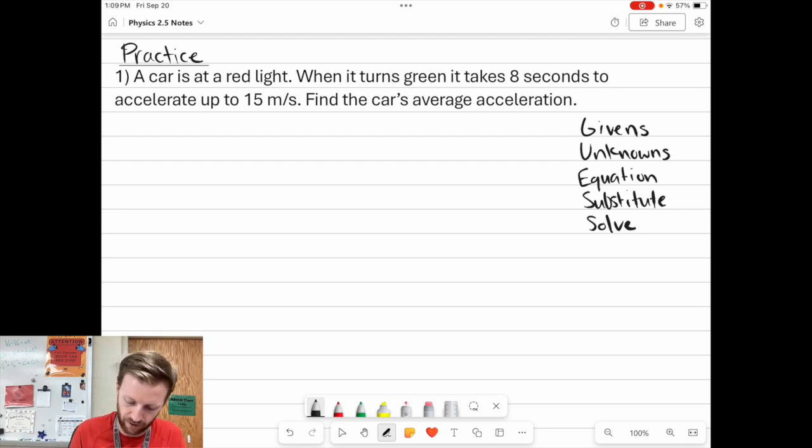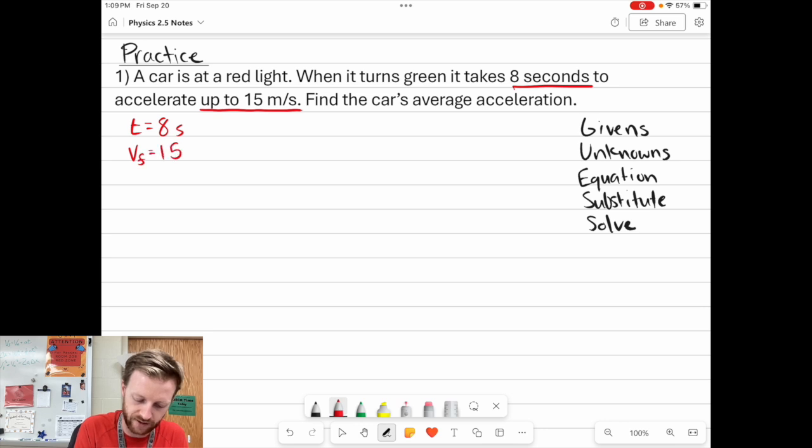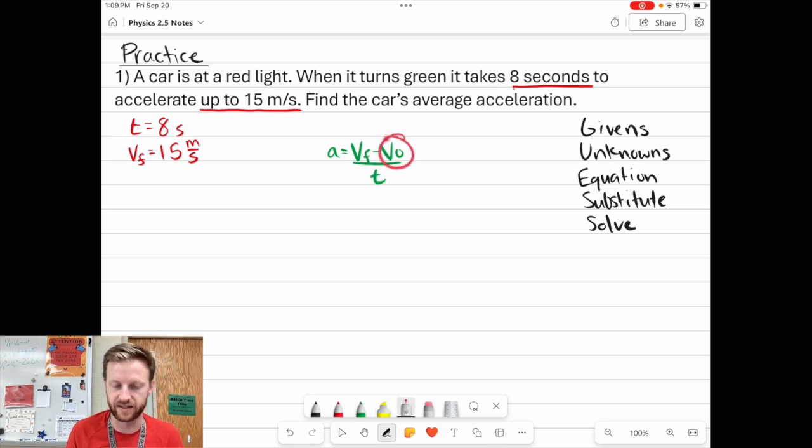So what do I know? Well, I know 8 seconds here. That's my time. So T is equal to 8 seconds. I'm going to accelerate up to 15 meters per second. So that's going to give me my final velocity. And then you might be a little confused because I need something else here. If I'm going to do acceleration, which is what we're aiming towards, which is VF minus V naught over T, I'm missing my initial velocity. Well, sometimes we have to use context clues within our problem.